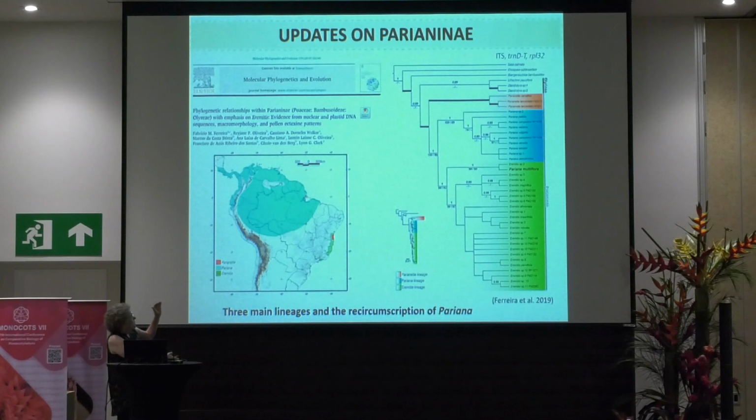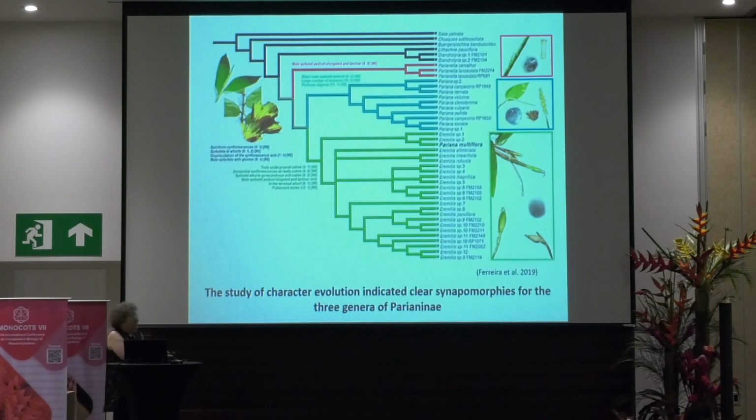So moving on to the Parianinae, these have those spikate-looking inflorescences. You can see the distribution here, mainly Amazonian and Atlantic forest, with a little bit up here in Mesoamerica. Molecular analyses have also confirmed the monophyly of this group and that there are 3 main genera. And there are really nice synapomorphies that map to each one of these.